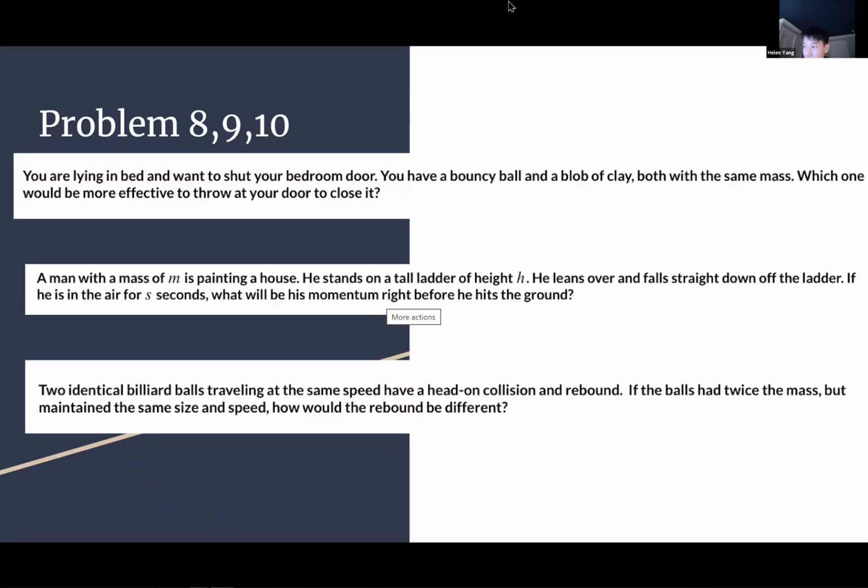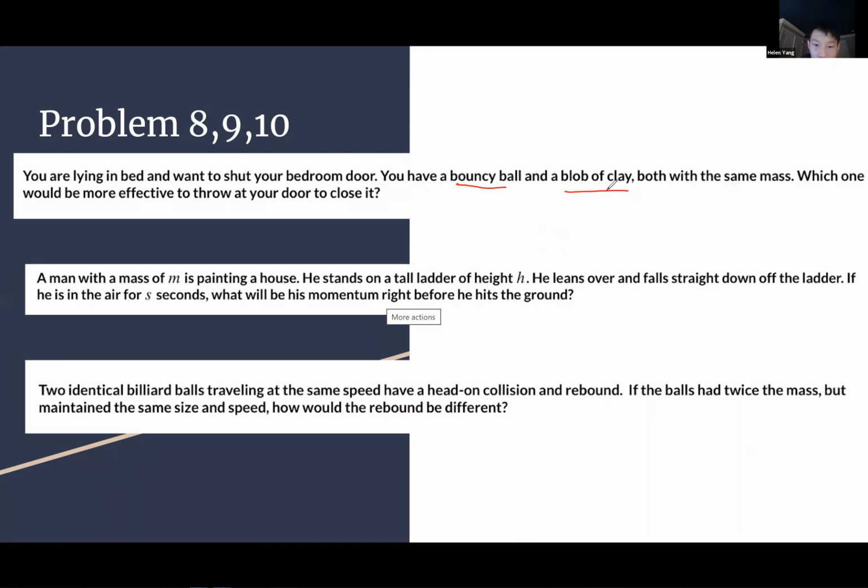Okay, so I'll go over the first question first. For question 8, it asked, you are lying in bed and want to shut your bedroom door. You have a bouncy ball and a blob of clay, and both are of the same mass. Which one would be more effective to throw at your door to close it? So if you think about it, when you throw a bouncy ball at the door, it's probably going to bounce back.